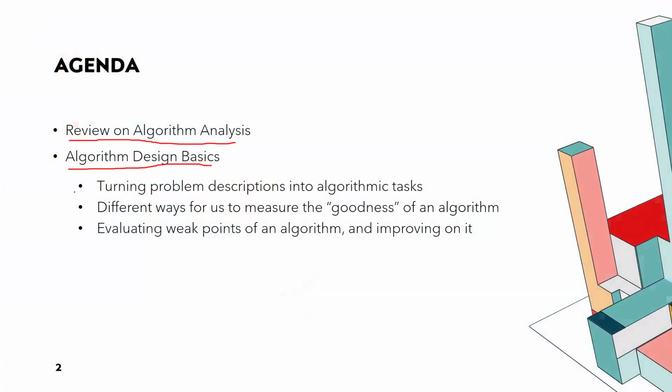What I mean by this is that as a sneak peek, we're going to talk about turning problem descriptions into algorithmic tasks. We're going to look at different ways for us to measure the goodness of an algorithm. And also, we're going to talk about what it means to evaluate weak points of an algorithm and improve on it. I hope you have looked at the recitation sheet and you know what I'm talking about, right? We're going to be talking about sharing our salaries, for whatever reason, and trying to compute a value from it. The average, in fact.